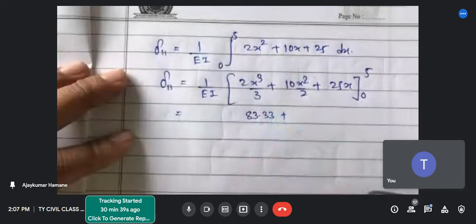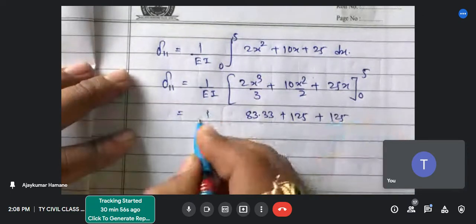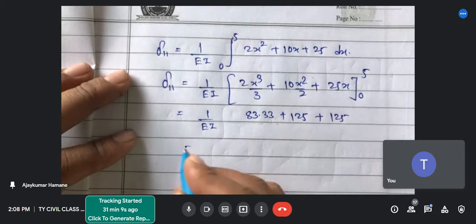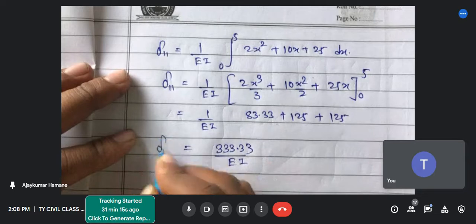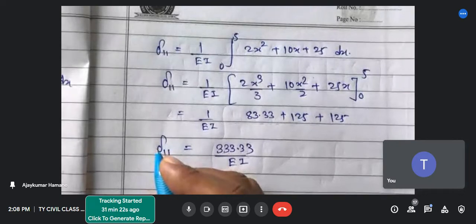83.33, 125 plus 125, delta 1 1. Correct? Just check.